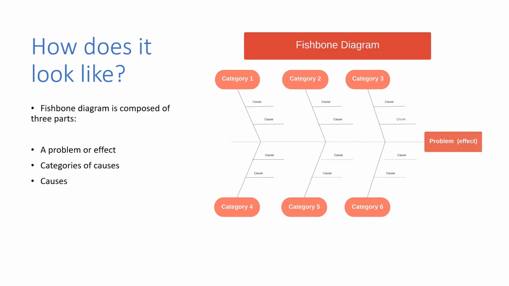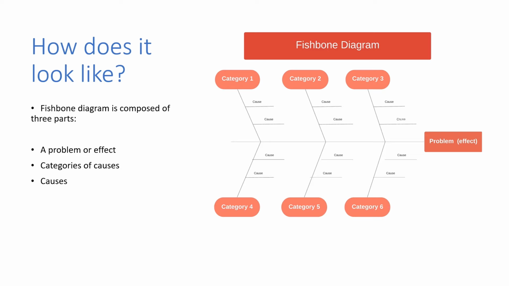Now let us have a look at the fishbone diagram. How does it look? As you can see, the fishbone diagram is composed mainly of three parts: the head, groups of causes, and causes and subcauses. The first part, the head of the diagram, is represented by the problem or the effect that we are interested in studying. We then insert major groups of causes, or the categories of causes.